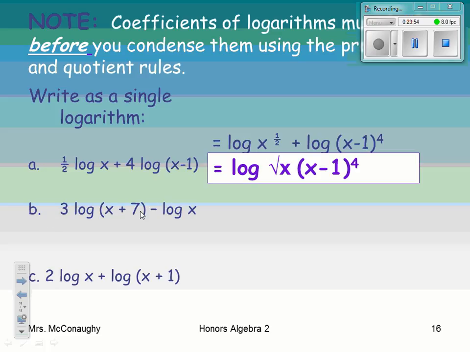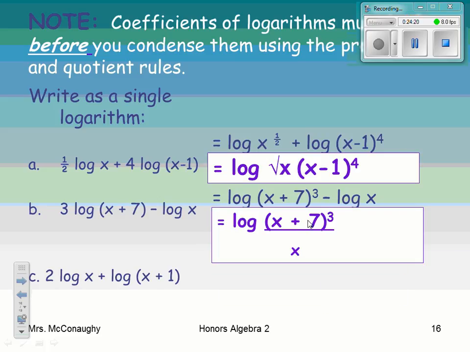So now in letter B, before we can condense these, before we can write this as division, I got to get rid of this 3. So I got to take this 3 and I'm going to rewrite the 3 as a power. Now I can write it as division. So I'm going to write it as a single log with x plus 7 to the 3rd on top and x on the bottom, condensed.